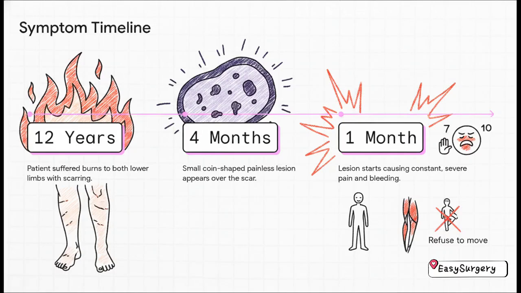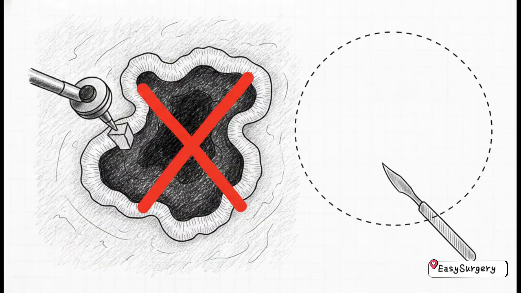But here is the critical clue. It shifted from being totally painless to exquisitely painful just 1 month ago. We're talking a 7 out of 10 on the pain scale, complete with bleeding and muscle wasting, because he literally refuses to move the limb. That painless to painful transition in a rapidly growing lesion over an old burn scar? That almost always points to Marjolin's ulcer. The sudden onset of pain means the malignancy is now infiltrating the nerves. This is a squamous cell carcinoma.